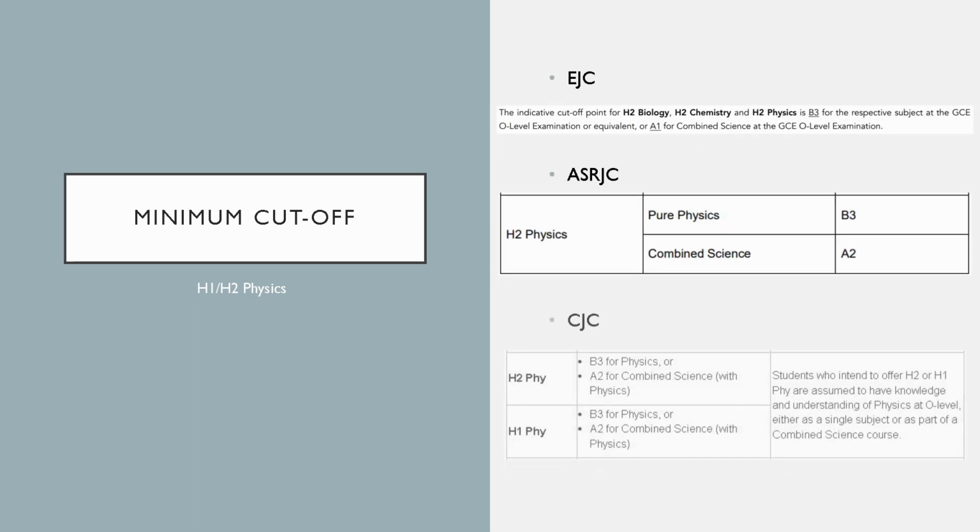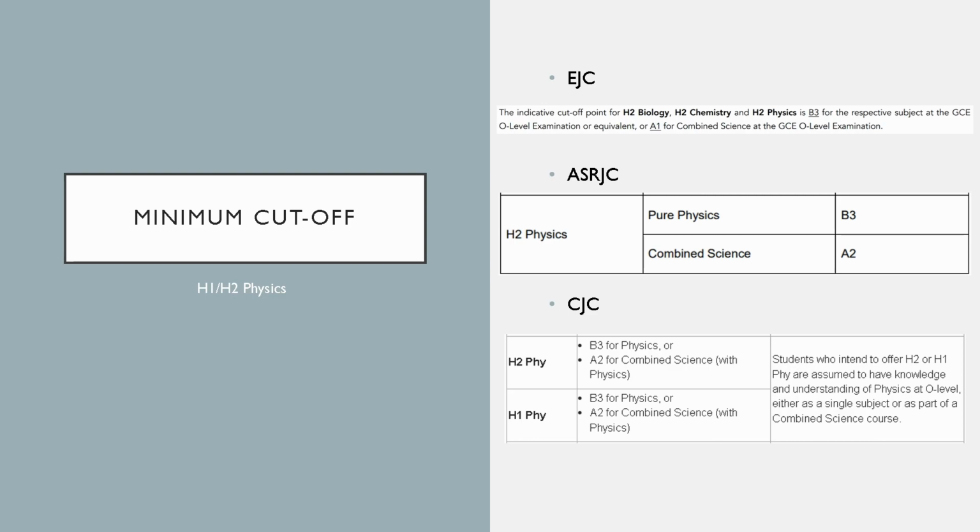Lastly, we need to consider the minimum indicative cutoff which JCs implement for each subject. Just as each university course may have its own minimum subject prerequisite, some JCs may implement minimum subject grades which students need to attain at the O level to take up a particular subject. While each school may set its own unique cutoff, in general, students need to attain a minimum of B3 for that pure science or an A1 for that combined science to be able to take it at the H2 level.